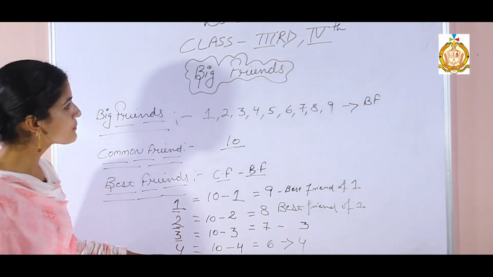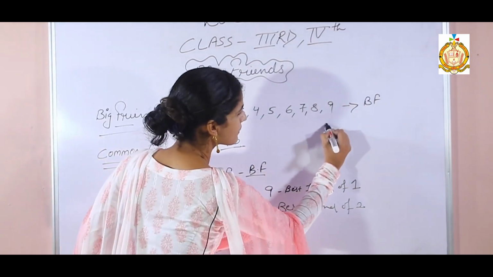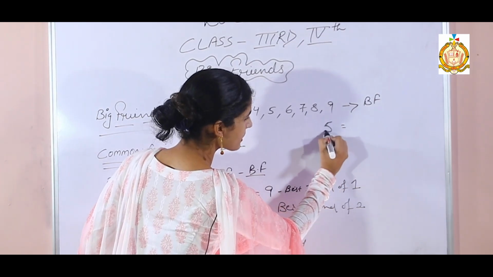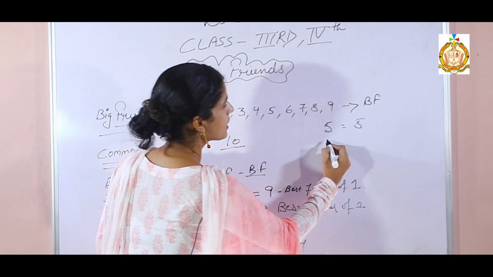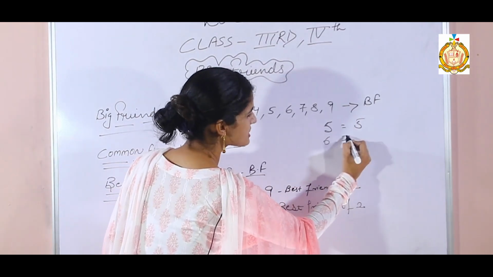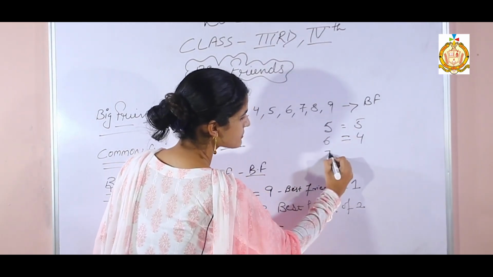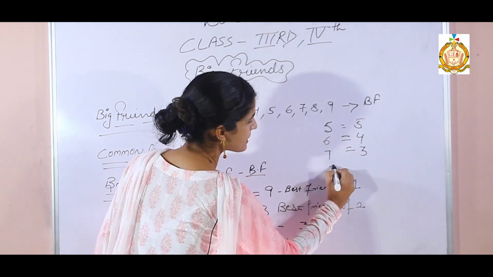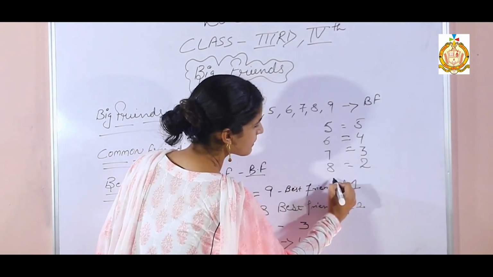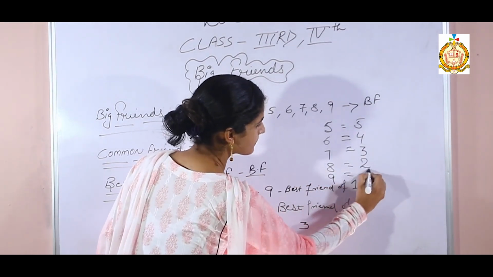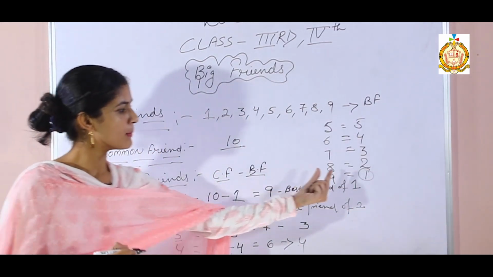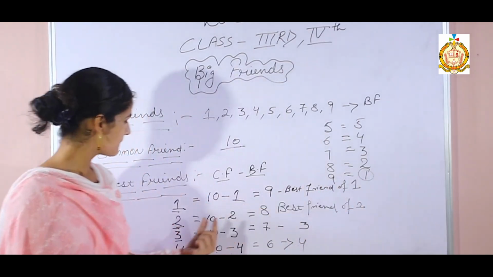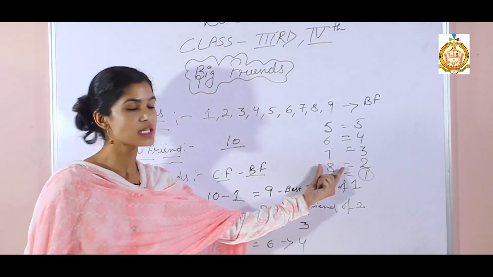Next is the big friend 5. Best friend of 5 is 5 because 5 plus 5 is 10. Now 6. Best friend of 6 is 4. Best friend of 7 is 3. Best friend of 8 is 2 and best friend of 9 is 1. Similarly see, best friend of 1 is 9, best friend of 9 is 1, best friend of 2 is 8, best friend of 8 is 2.